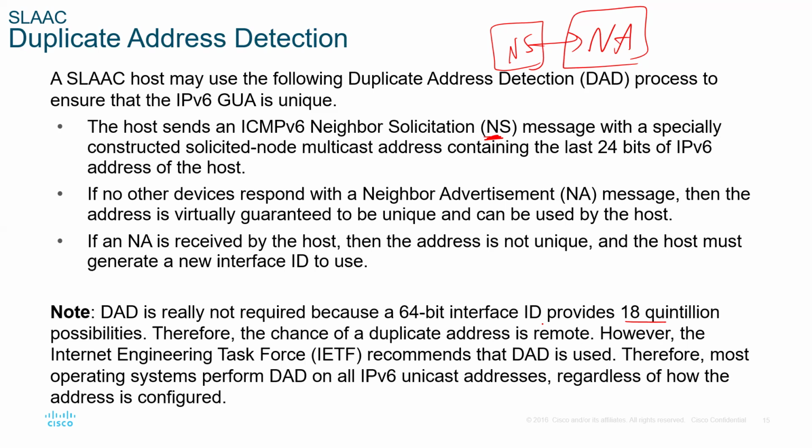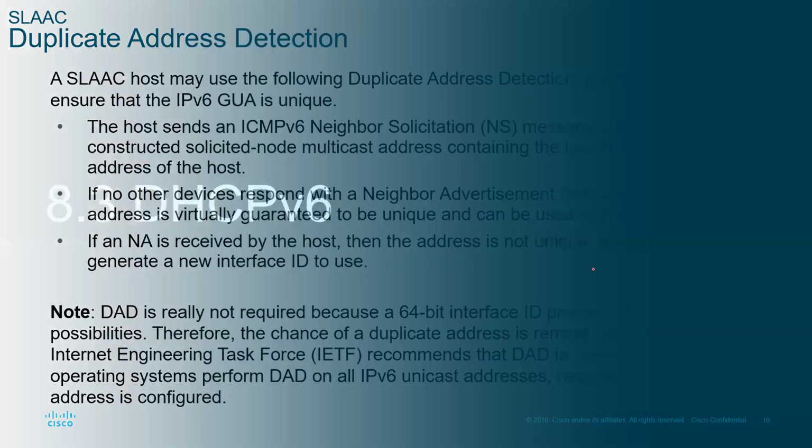What to get here? We have the NS, we have the NA. The NS is sent by a host to check if any other host has a specific given IPv6 address. Then if you get an NA, that's a problem. If you do not get an NA, then everything is perfect.